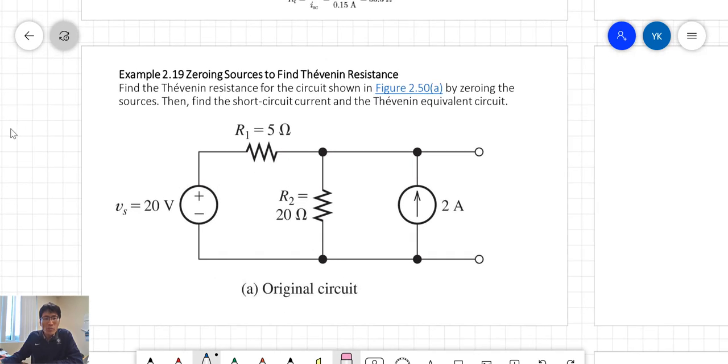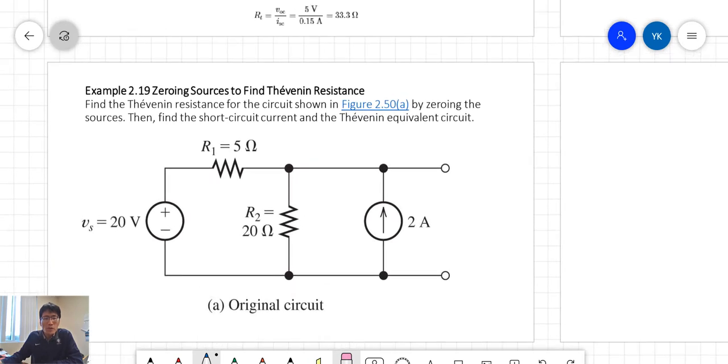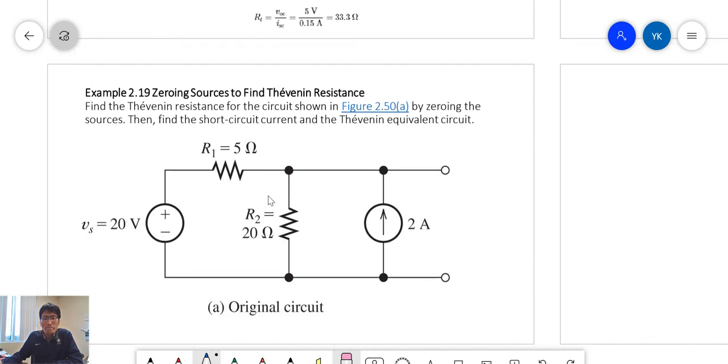Now take a look at one more example. In here, the circuit was given, and there are two independent sources, one voltage source and the other one a current source, and those are all connected in parallel. Now we need to find the Thevenin equivalent circuit.